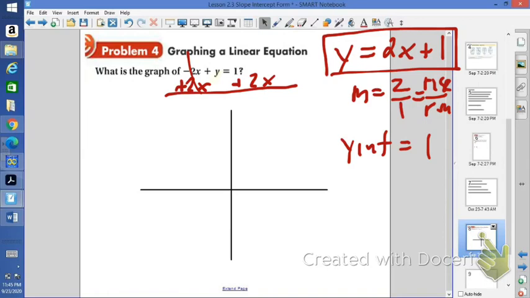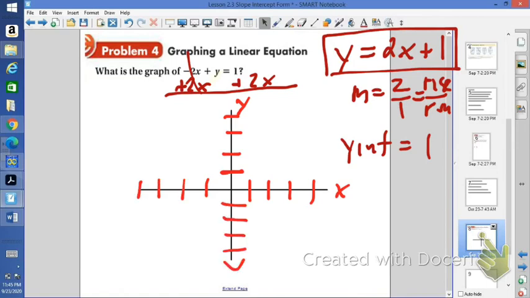Alright, so the next step then is to plot the y-intercept. So the y-intercept, where is this graph going to cross the y-axis? So this is your y-axis, this is your x. It's going to cross it at 1. I'm just going to add some markings. Alright, so there's the y-intercept at 1.